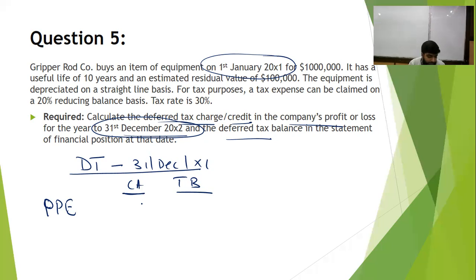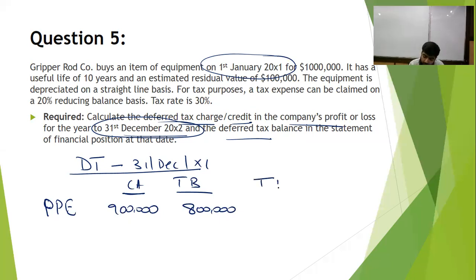So the accounting records say that we follow the straight line method, and 1 million is the cost of the asset. The life of the asset is 10 years, so the depreciation is 1 lakh, and the carrying amount at the end of year one will be 9 lakh. For tax purposes, they follow the reducing balance method on 1 million, and the depreciation rate is 20%. It means the tax base would be 8 lakh at the end of year one.